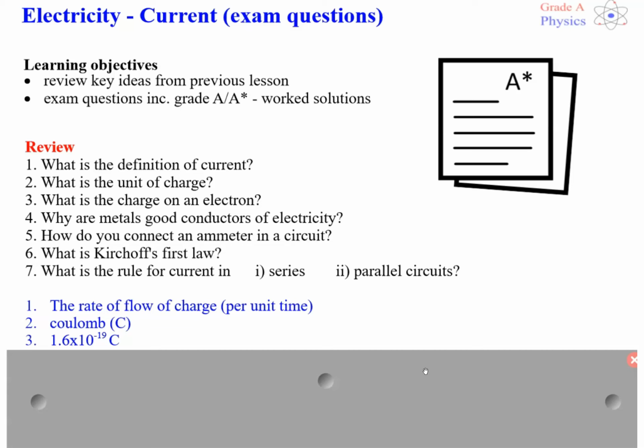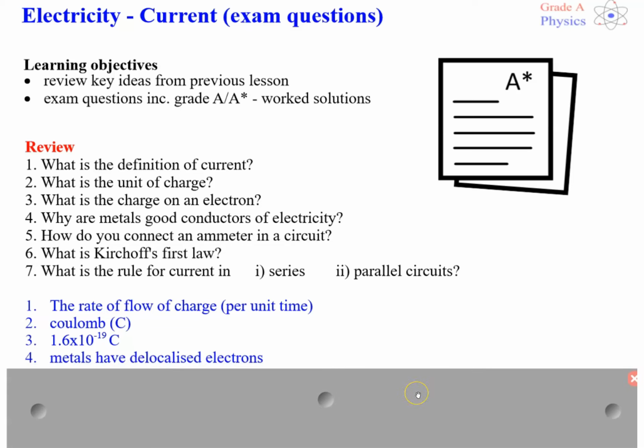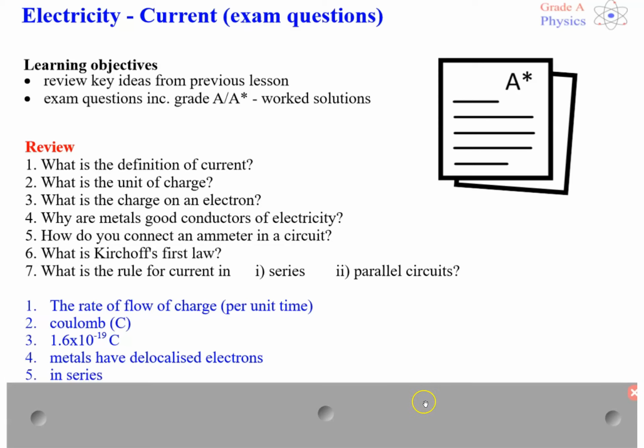Why are metals good conductors of electricity? So we need to mention delocalized or free electrons. They have more delocalized electrons than other materials, so there's charge which is able to flow when a voltage is applied. How do you connect an ammeter in a circuit? We connect it in series. The way we measure current is by measuring the amount of charge per unit time that flows past a certain point, which, as we will see, is very different to how we measure voltage. So you can see already we're making links between understanding how we measure current with an ammeter and how that relates to the definition of current.